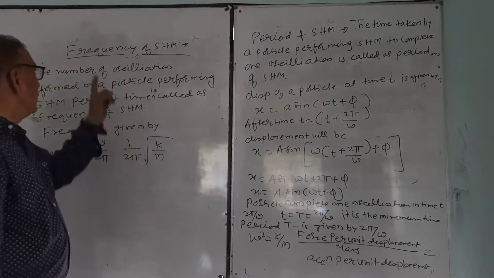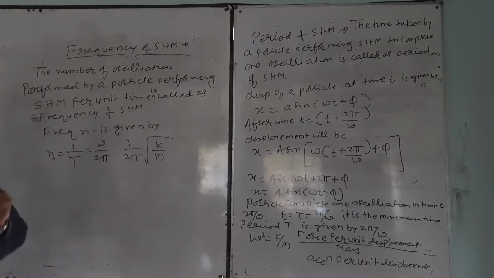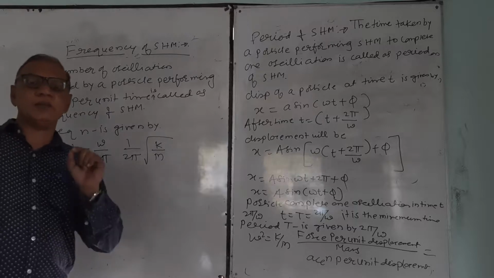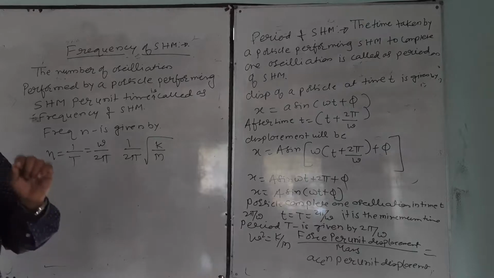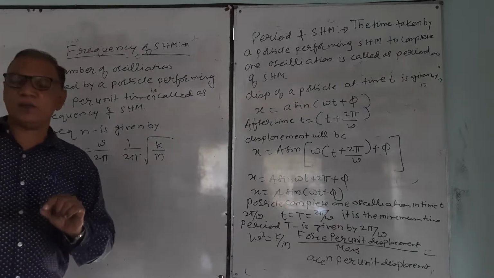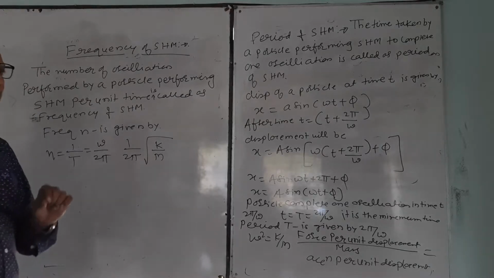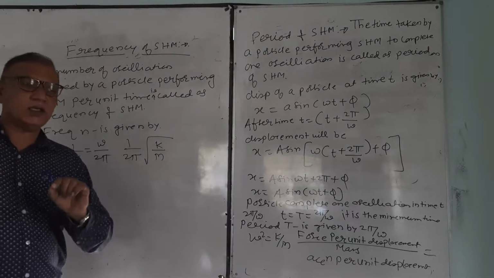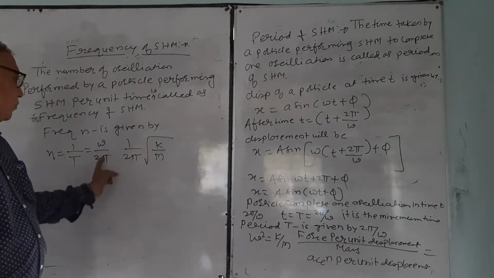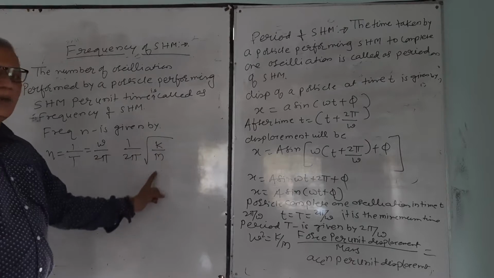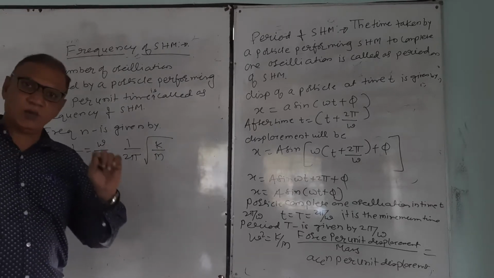And finally, frequency of SHM. The number of oscillations performed by a particle performing SHM per unit time is called the frequency of SHM. Frequency n is given by n is equal to 1 upon T. Frequency is the reciprocal of period, but T is equal to twice pi by omega. Therefore, n is equal to 1 upon T is equal to omega upon twice pi. Modify this: 1 upon twice pi, and the value of omega is root of k upon m. n is equal to 1 upon twice pi under root of k upon m.